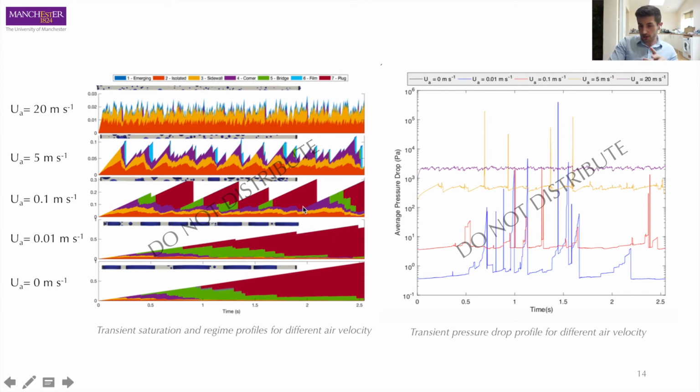On the right here you can see a kind of preliminary evaluation of the average pressure drop in the channel, where the average pressure drop has fluctuations and pressure peaks due to the formation of plug flow in the channel, as shown by these three lower results here.